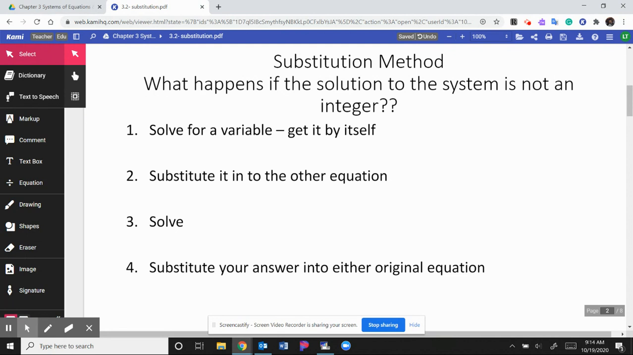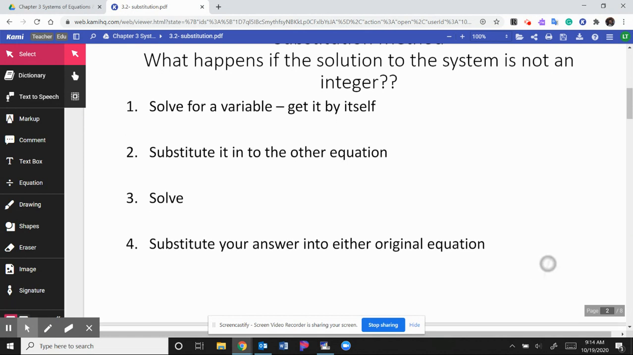Okay, substitution method. What happens if the solution to the system is not an integer? So the first thing we want to do is solve for a variable, get it by itself. And we're going to talk about how to pick which variable would be a good idea. We want to then substitute it into the other equation, solve, and then substitute your answer into either original equation so that we end up with an x comma y point as our solution. So hopefully you wrote that down. If you didn't, pause the video and write that down.